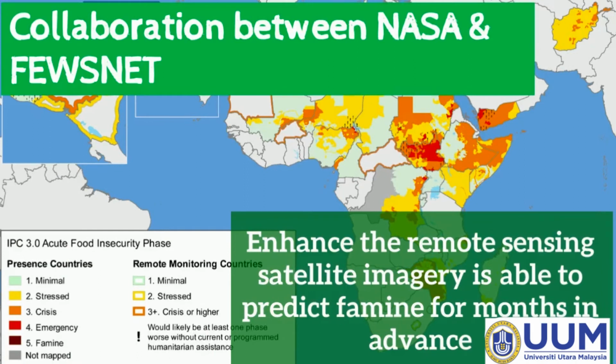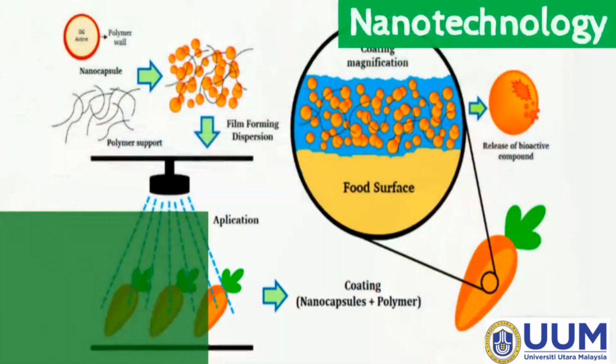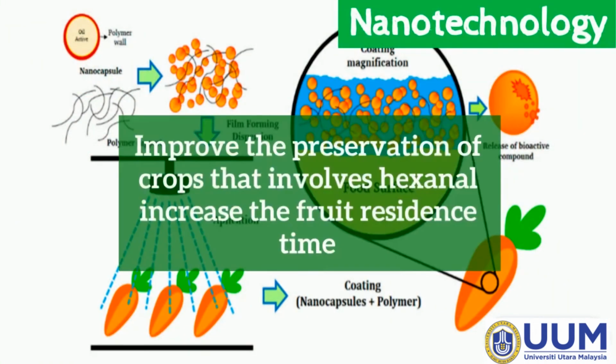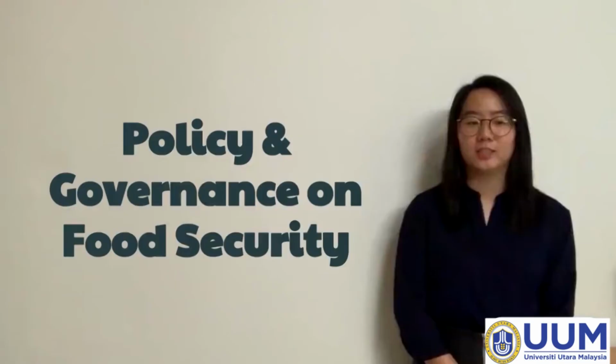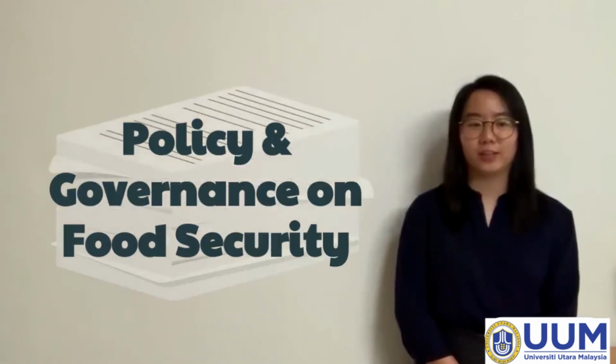Other than precise forecasting, nanotechnology is used to improve the conservation of crops, involving hexanols, to increase the fruit resistance time and fruit stability. Policy and governance on food security.